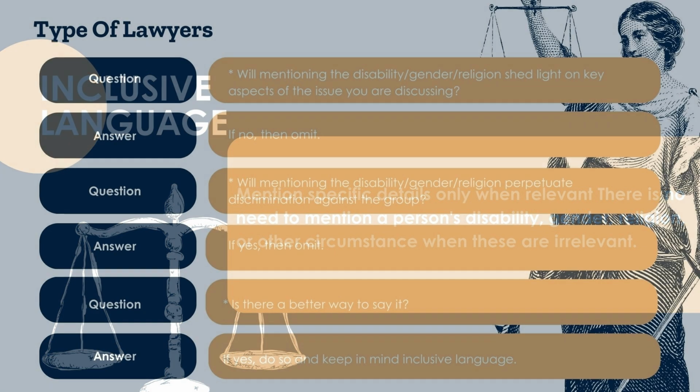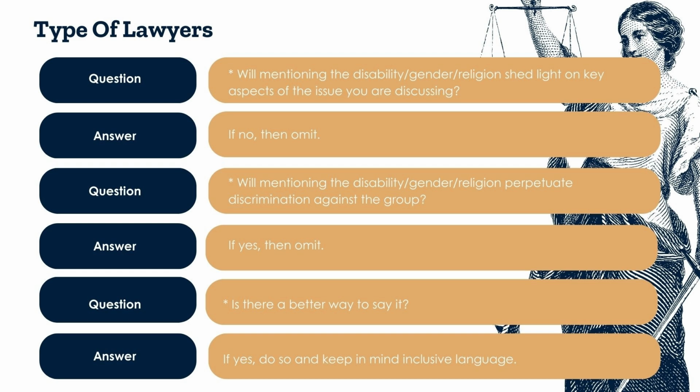The following questions can serve as a guide. Will mentioning the disability, gender, religion shed light on key aspects of the issue you are discussing? If no, then omit. Will mentioning the disability, gender, religion perpetuate discrimination against the group? If yes, then omit. Is there a better way to say it? If yes, do so and keep in mind inclusive language.